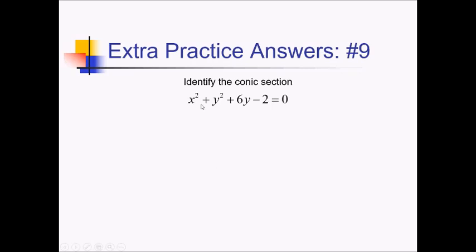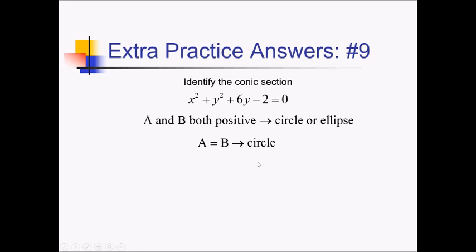On this problem, a and b are both positive, so that means we have either a circle or an ellipse. And since a and b are the same number, 1 in this case, that means we've got a circle.